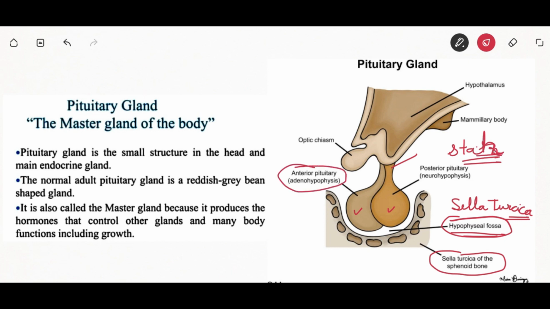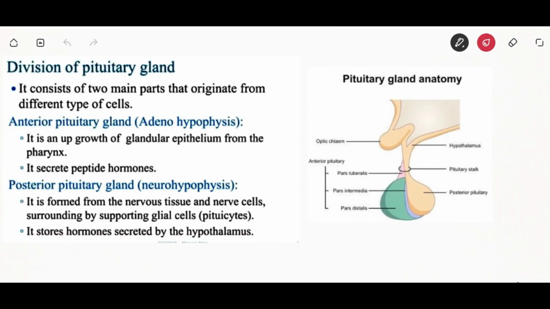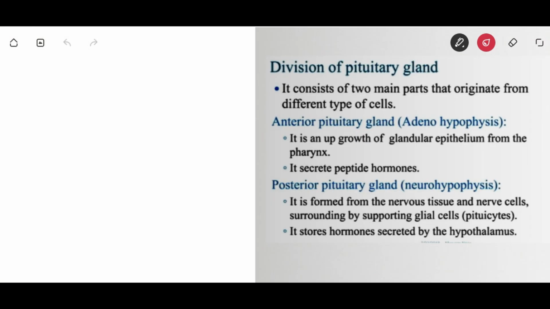We divide pituitary gland into two divisions. One is the anterior pituitary, that is known as adenohypophysis, and posterior neurohypophysis. Between the two divisions there is a small avascular structure that is pars intermedia. Actually it is a part of anterior pituitary gland.